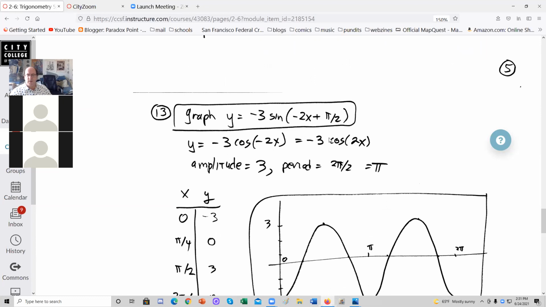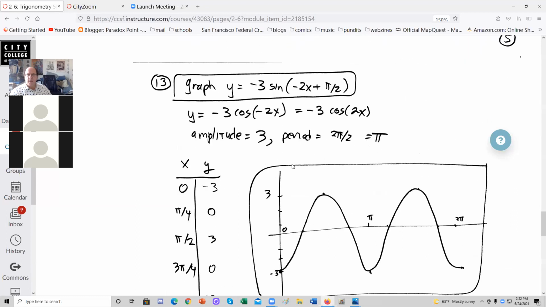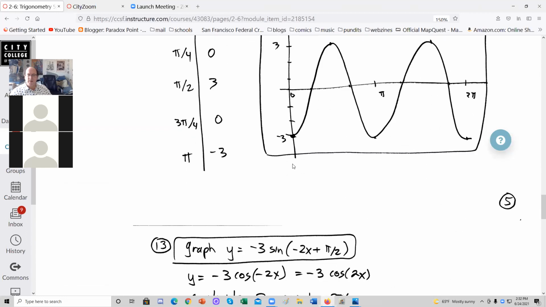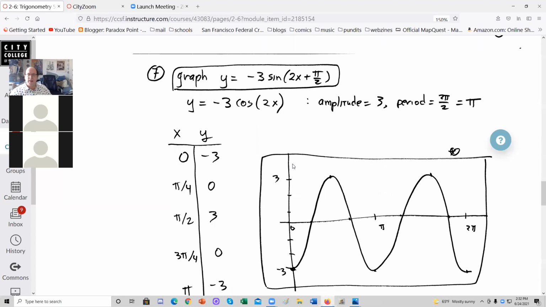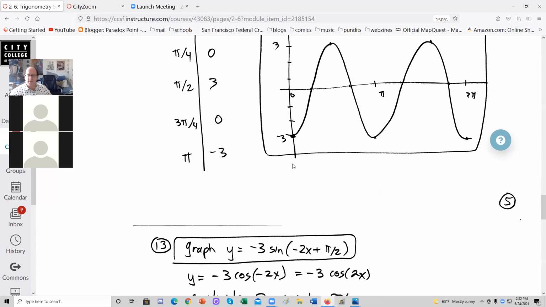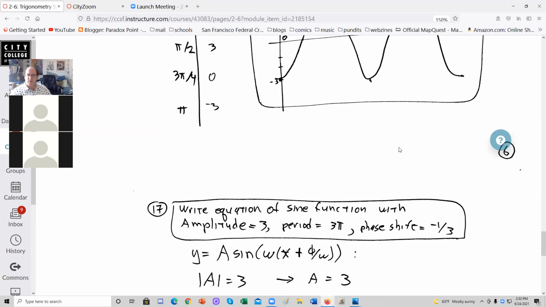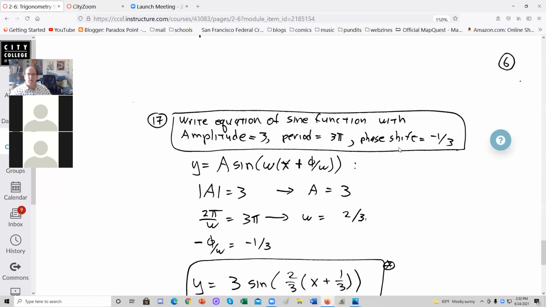Amplitude is the absolute value of this, which is 3. Period is 2 pi over 2, which is pi. And so, in fact, you get the exact same graph as this one. Oh, it's not much different, is it? No, it's not much different at all. Okay, so minus 3 to 0, to plus 3 to 0, to minus 3, and so on, all the way forever.